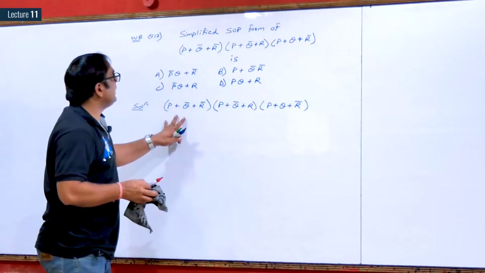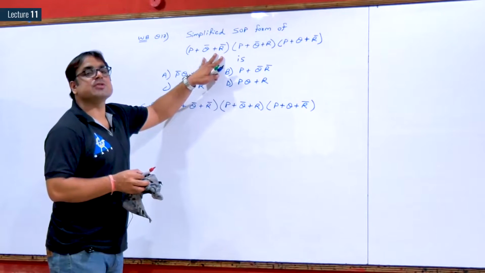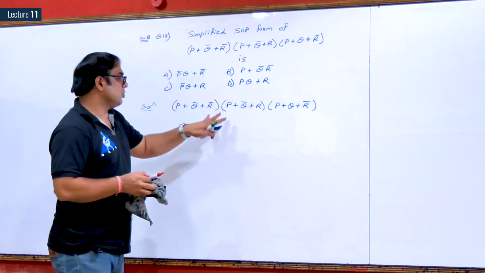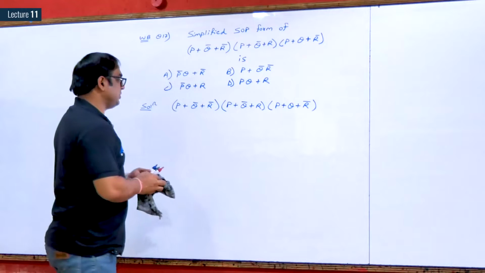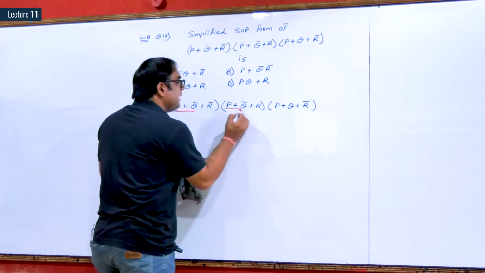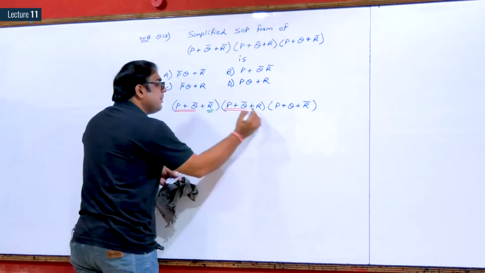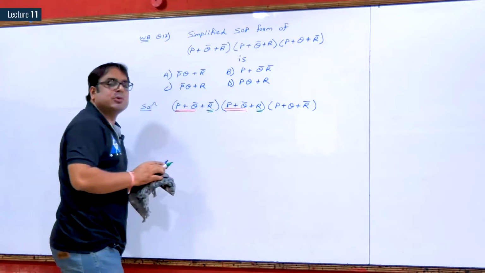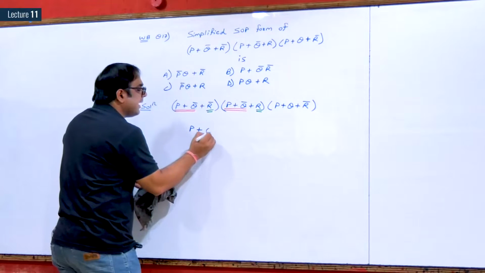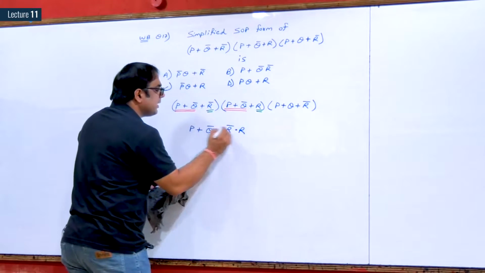Question number 17. SOP expression is given. You are being asked to simplify it. Simplify it means reduce it. So, we will try to reduce the expression. If you notice, P plus Q complement is common, and this R complement and R is distributed. So, using distributive law, we can write P plus Q complement plus R complement dot R.